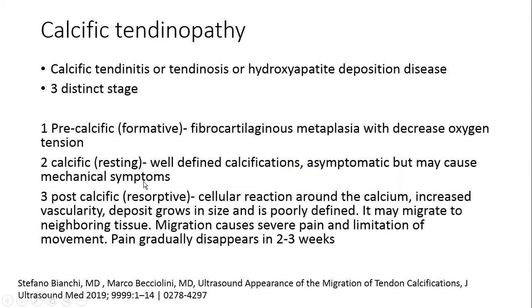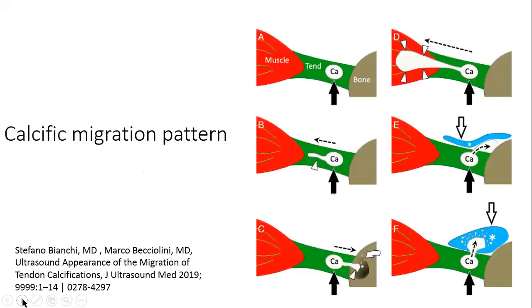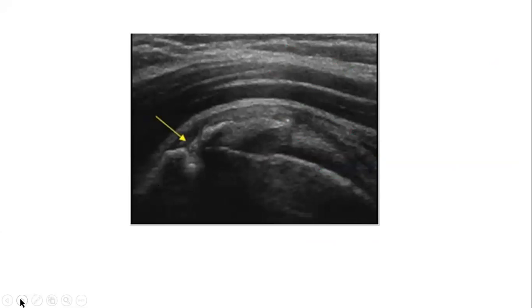What do we mean by mechanical symptoms? That means that the calcific mass, which is like a solid structure, can impinge on other bone or other structures and can cause mechanical symptoms. So the calcium there in the tissue is not symptomatic, but that calcium hitting other structures can cause symptoms. That's what we mean by mechanical. So the patient can still be symptomatic in this stage here. So this is post-calcific.